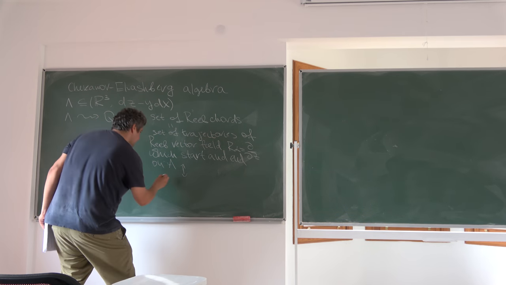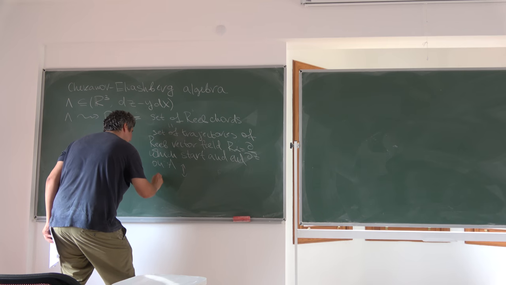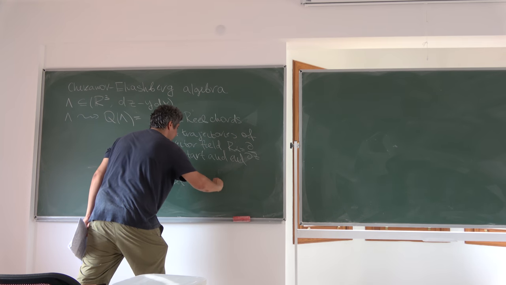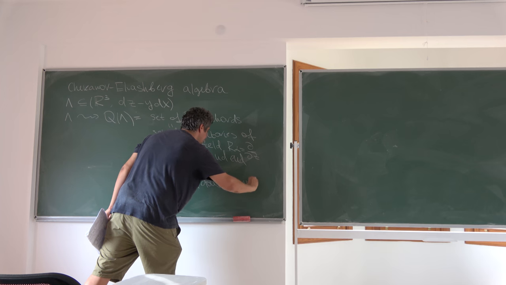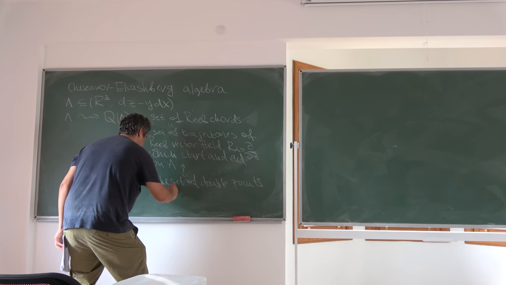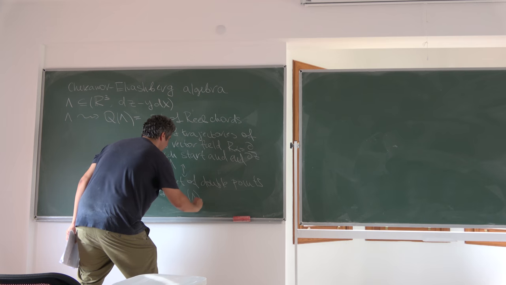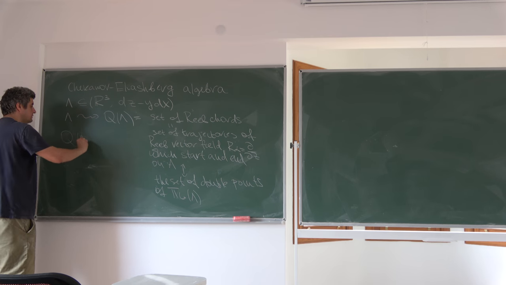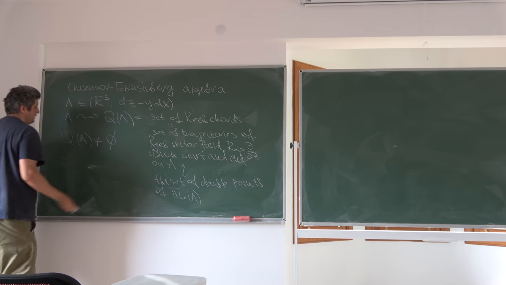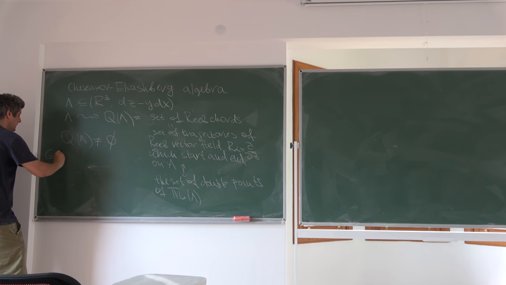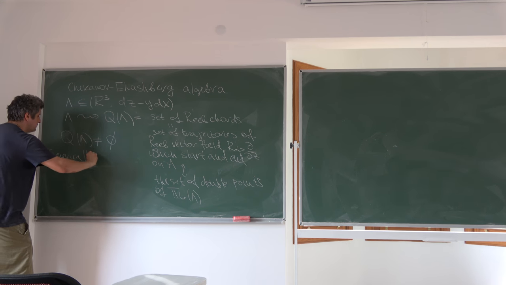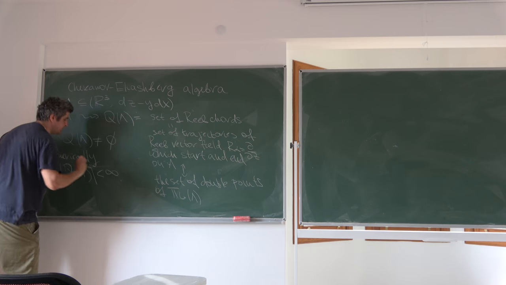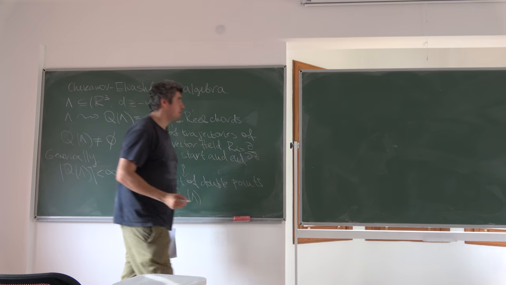And the last thing, it's the same thing as the set of double points of the Lagrangian projection pi L of lambda. Let me say that the set is non-empty. And the set generically is finite. So generically, the set Q lambda is finite. Now, Chekanov-Eliashberg algebra.